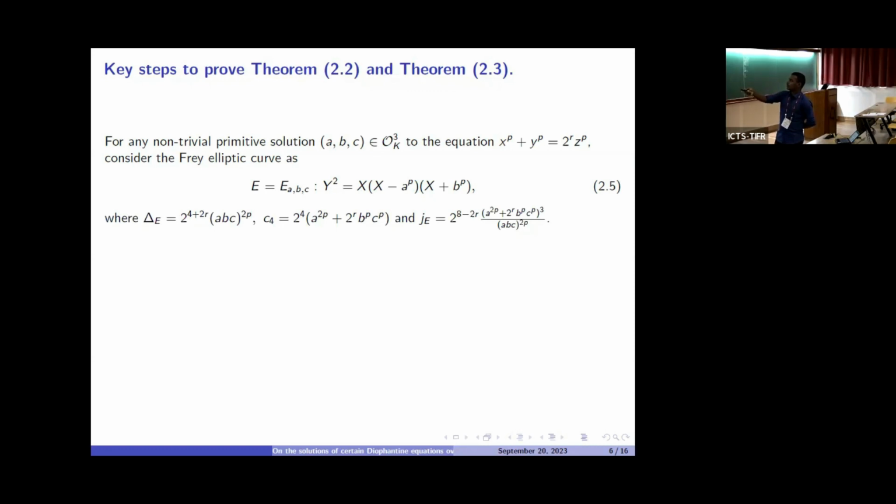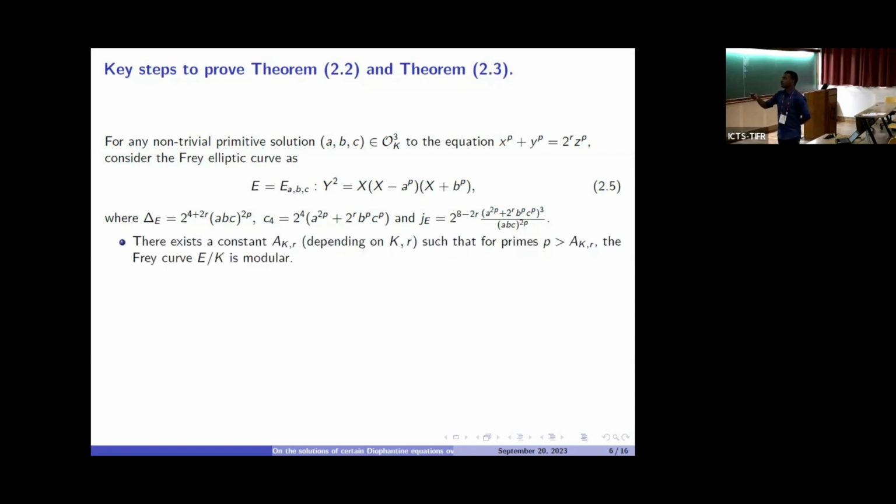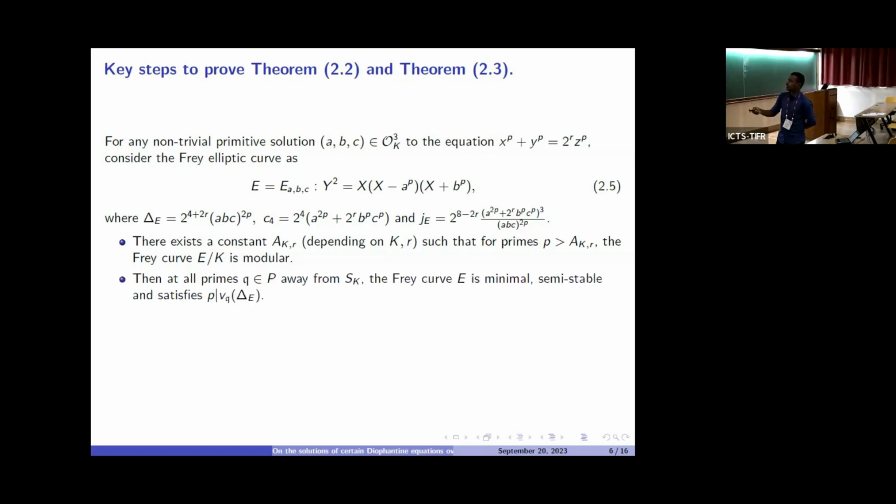Corresponding to this Frey elliptic curve, we have this Delta_E, c4 and j-invariant of E. First we prove that there is a constant A_{K,r}, depending on the totally real field K and r, such that if you take a prime bigger than this constant, the Frey curve E over K is modular. And then we prove that if you take any prime Q of the ring of integers, any prime Q away from SK, so that means these are odd primes, because SK consists of all primes lying above 2.